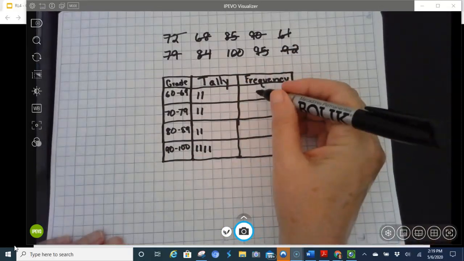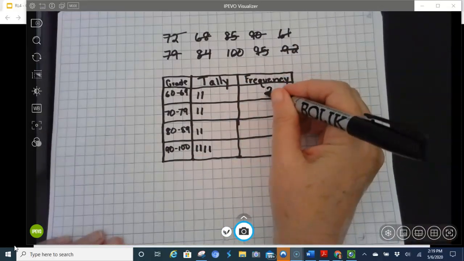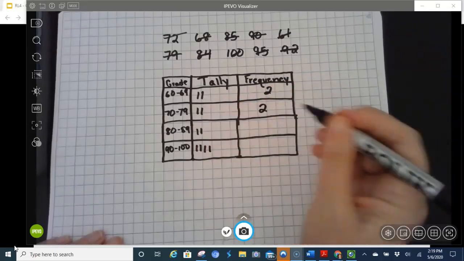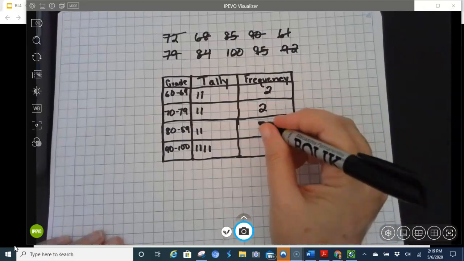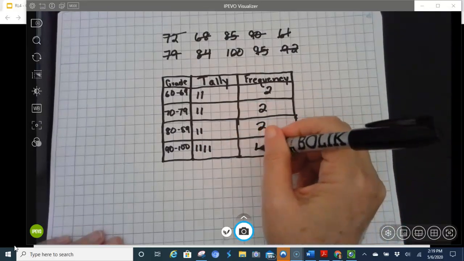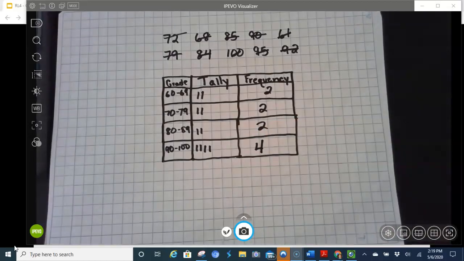So our frequency for the 60 to 69 is 2. Our frequency for 70 to 79 is 2. Our frequency for 80 to 89 is 2. And our frequency for 90 to 100 is 4.